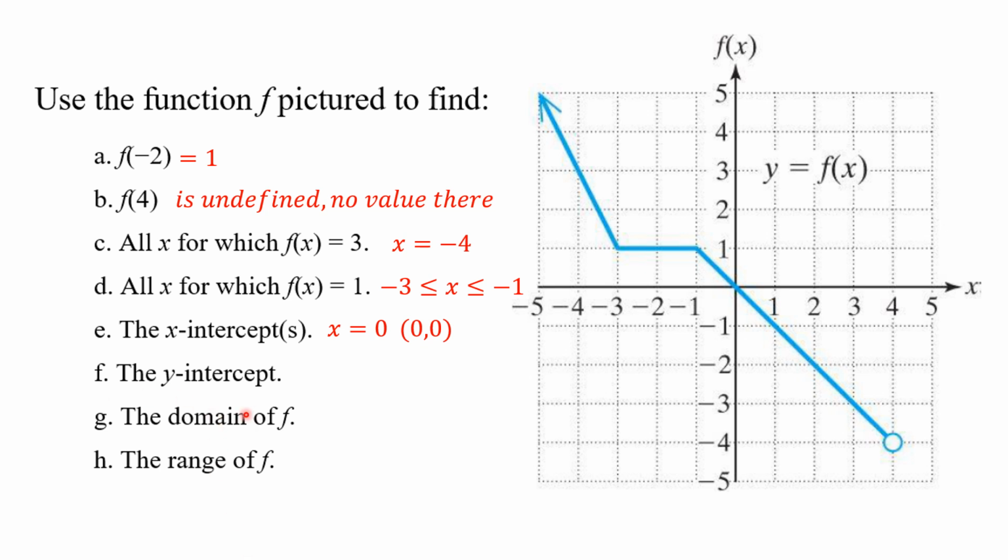Next question, the y-intercept. Here's the y line. The blue line is our function. When does our function cross the y-axis? That'll be our y-intercept. Here's the y-axis. So when are we crossing the y-axis? Well, right here at the origin. And the coordinates at the origin are 0, 0. So our y-intercept is 0, 0.